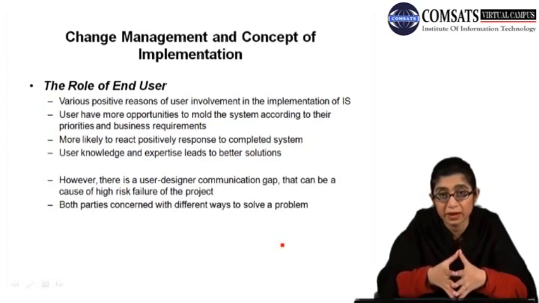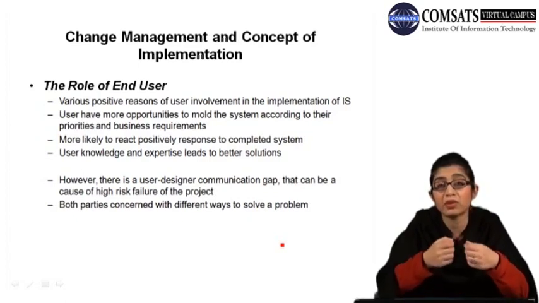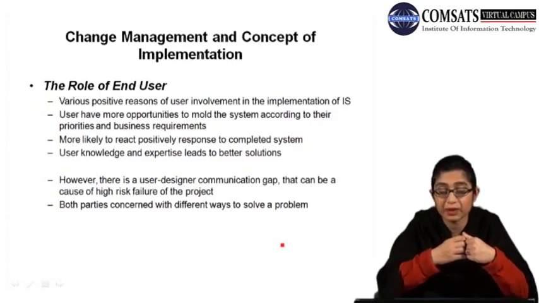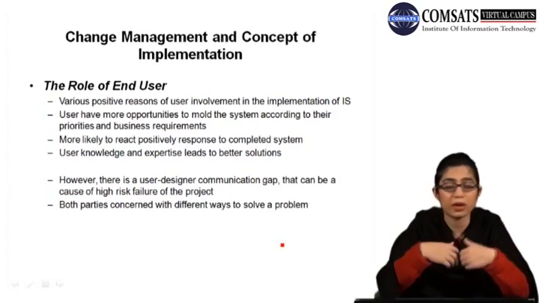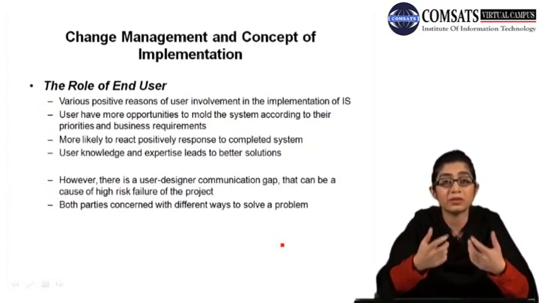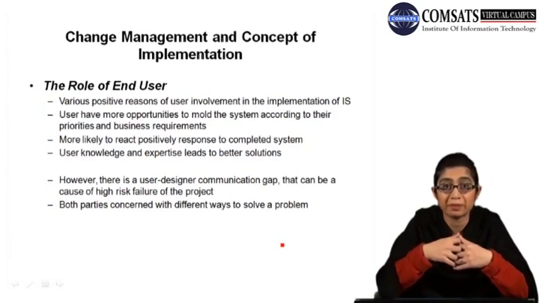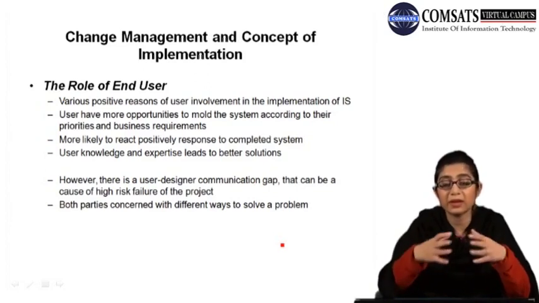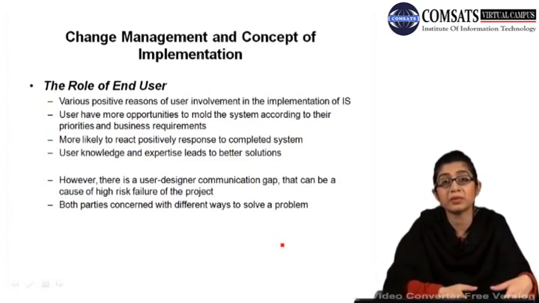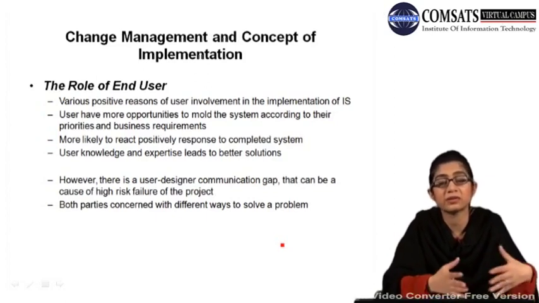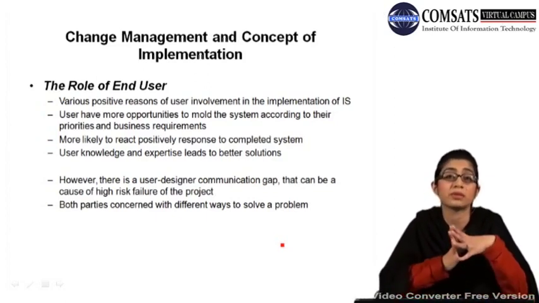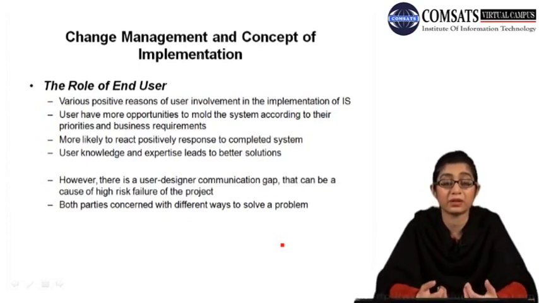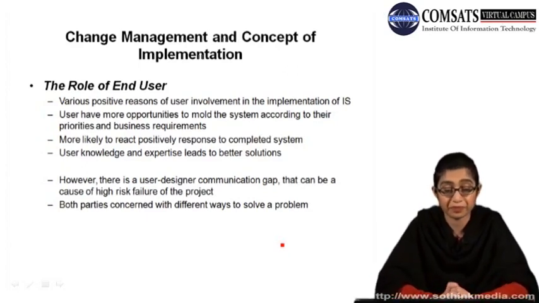Again, number one benefit is users have more opportunity to mold the system according to their priorities and business requirements. That is, whatever is the business requirement. For example, a manager wants to work on the management information system, and he requires that this is what the management information system is going to do for me, then he will be better able to tell the IT specialist or the information system specialist that this is what I want from the system. That's why user involvement is more required, or it's more beneficial.